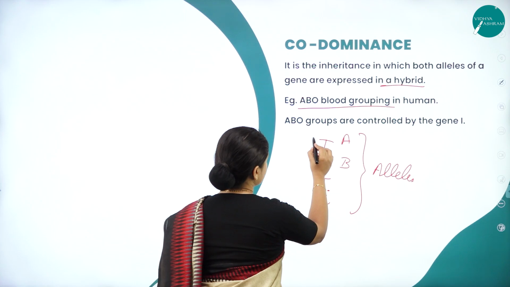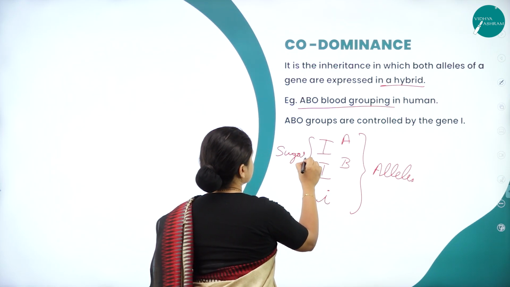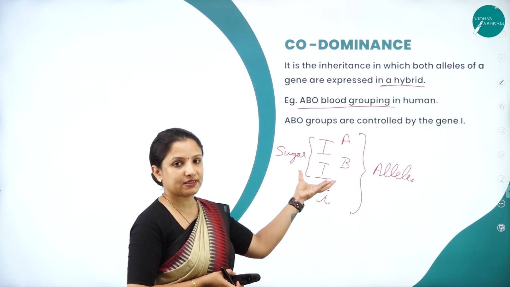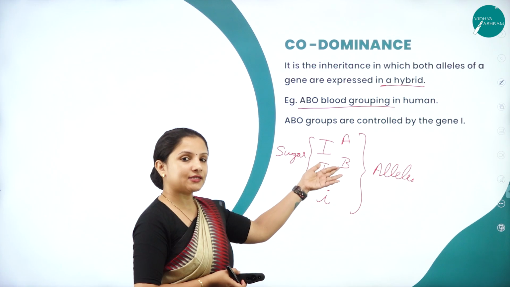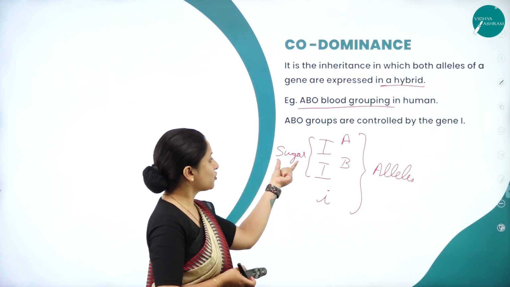In this, these two alleles that are there, they will produce a sugar. We're talking about the blood, right? And blood is nothing but RBC, we're talking about the red blood cell. It is nothing but a cell, so it is covered by plasma membrane. In that plasma membrane, sugar will be produced.